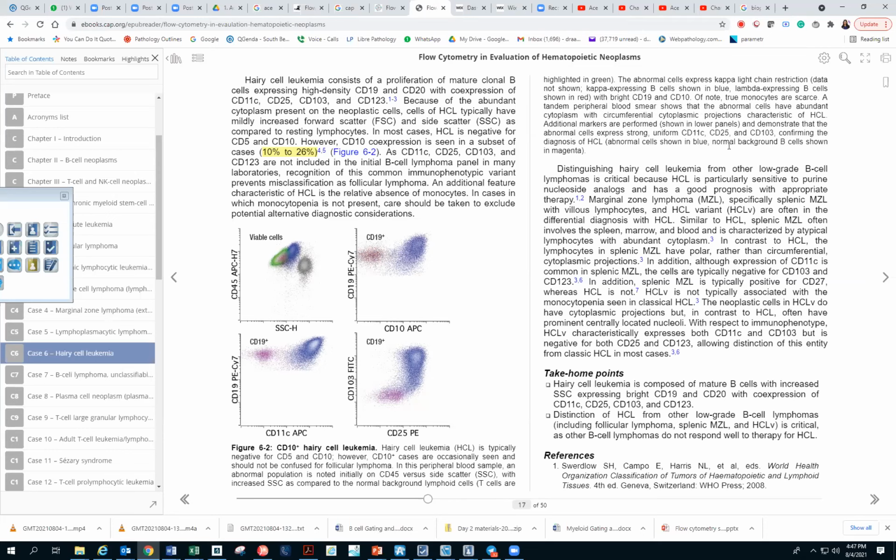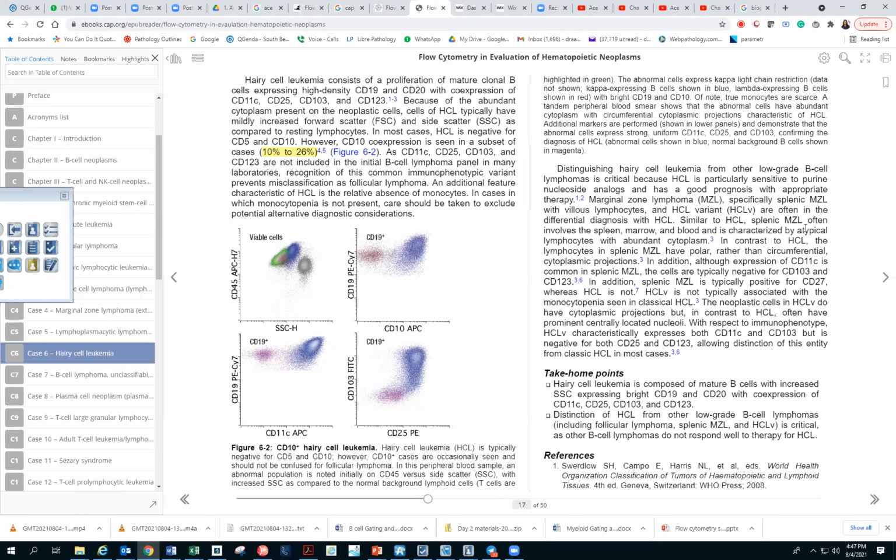Abnormal cells shown in blue and normal cells shown in magenta. Distinguishing hairy cell from other low-grade B-cell lymphomas is critical because hairy cell in particular is sensitive to purine nucleoside analogs and has a good prognosis with appropriate therapy. Marginal zone lymphoma, specifically splenic marginal zone lymphoma with villous lymphocytes, and hairy cell leukemia variant are often in the differential diagnosis of hairy cell leukemia.